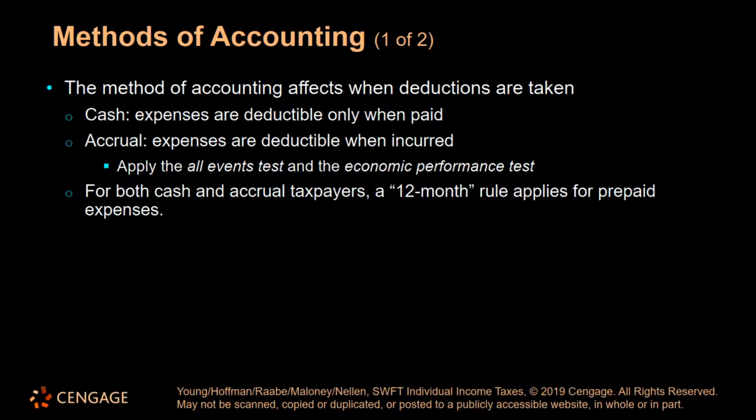In terms of method of accounting, generally most taxpayers, individuals, are on the cash basis. So we recognize expenses and income when they are either incurred or paid. On the accrual side, expenses are deductible when incurred. And of course, we apply the all events test, all the events that created the liability, and economic performance as well. These two tests must be met in order to accrue. There's also a 12-month rule for both cash and accrual taxpayers that applies for prepaid expenses.